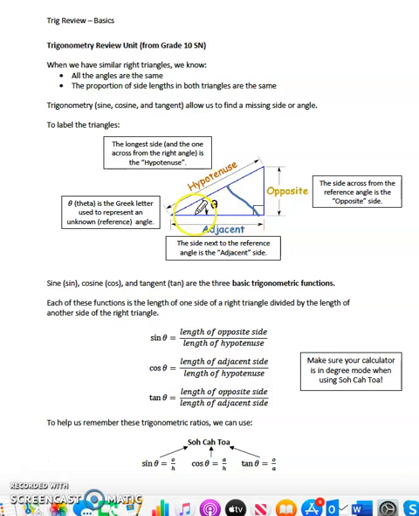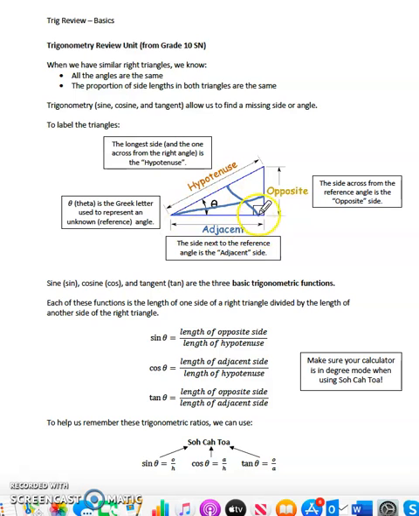Then we can look at the angle that we care about. From this angle, if we draw a line straight across, the side that we run into will be the opposite side. The side that's left over, or the side next to theta, that's not the hypotenuse, is our adjacent side.